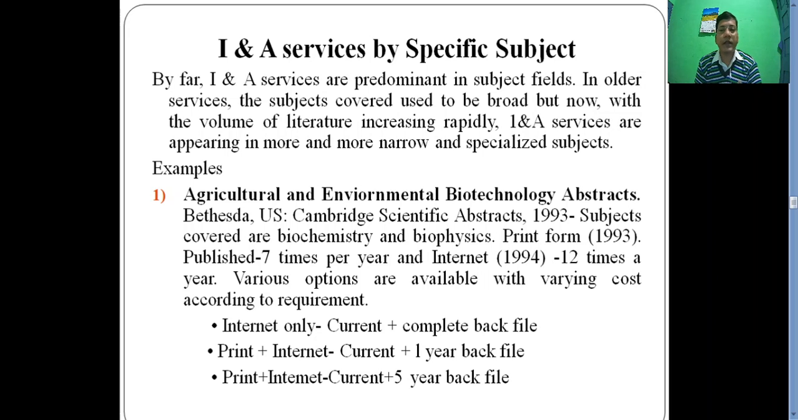Indexing and abstracting services by specific subject. By far, indexing and abstracting services are predominant in subject fields. In older services, the subject covered used to be broad, but now with the volume of literature increasing rapidly, indexing and abstracting services are appearing in more and more narrow and specialized subjects. For example, Agricultural and Environmental Biotechnology Abstracts.